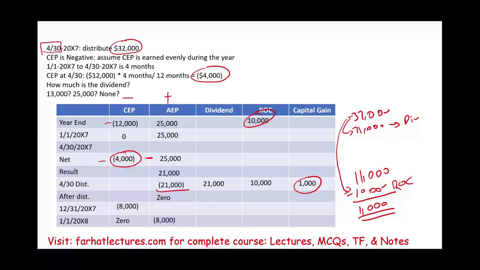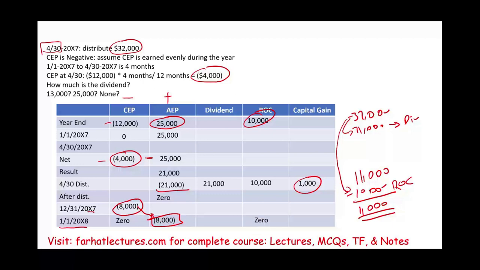So all in all, CEP at the end of the year will be zero. Why? Because we're going to transfer this CEP to AEP. So this 8,000 of CEP doesn't stay as of 1/1/20x8, because it has to be closed. Now, when we start the beginning of 1/1/08, we're starting with negative AEP. So we started with 25,000 AEP. We made the payment, we used it up, and we said that's dividend. We distributed. Then at the end of the year, from the prior year, from 20x7, we generated 8,000 negative CEP, which is transferred to AEP. Also, your bases are zero.